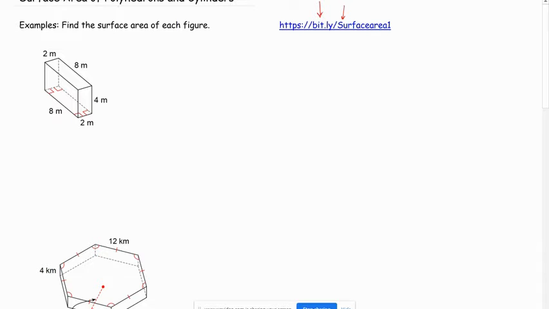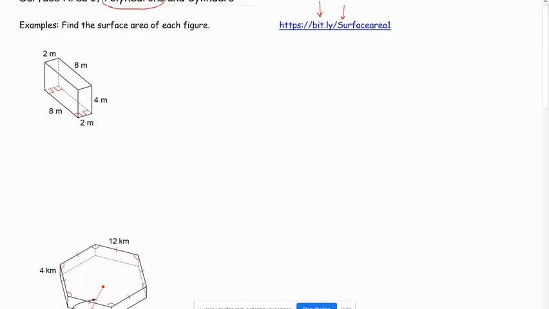Okay, so first of all, a polyhedron is any shape that's made with polygon faces. That means all the faces of the solid are polygons, which includes things like rectangles, triangles, pentagons, hexagons, octagons. Any flat shape with straight edges is considered a polygon. And so if all the faces of our solid are polygons, then this is considered a polyhedron. To find the surface area of any polyhedron, we just have to find the area of each face and then add all of those face areas together.